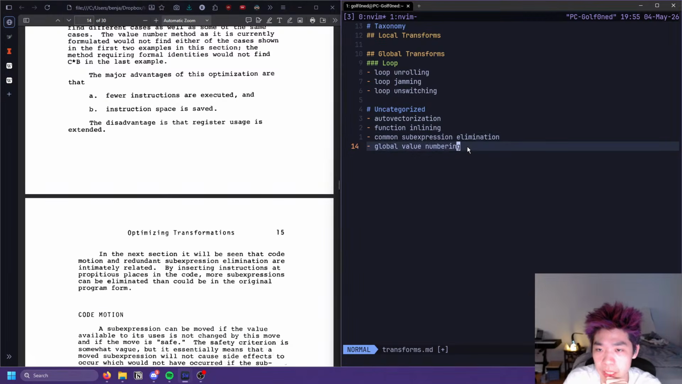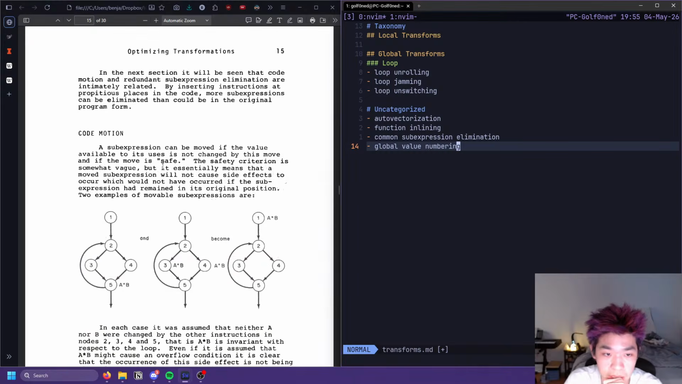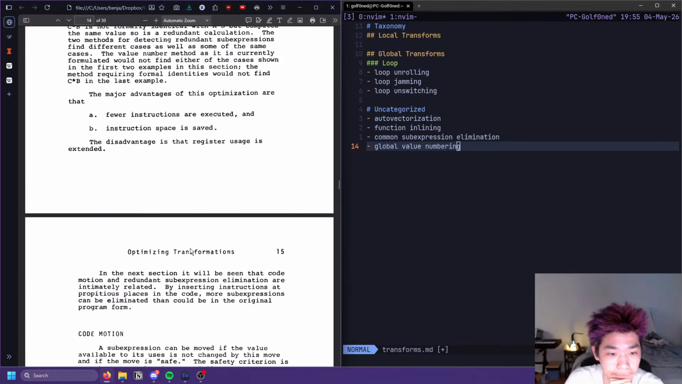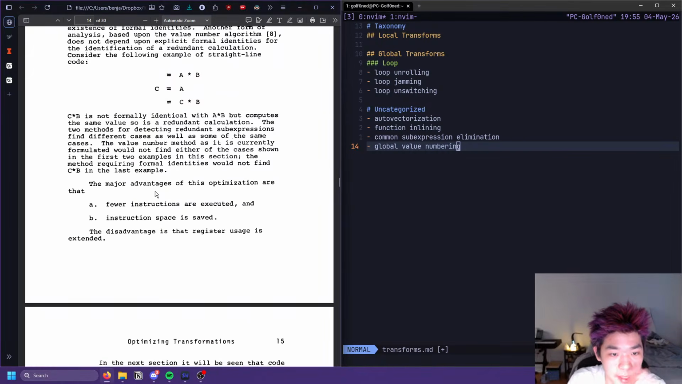Okay, so I guess these are kind of two separate things. Okay. So this is good because we do fewer instructions. Okay, but it pressures registers more. Sure, sure.